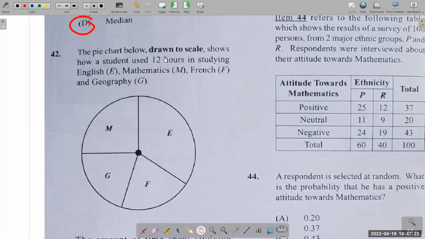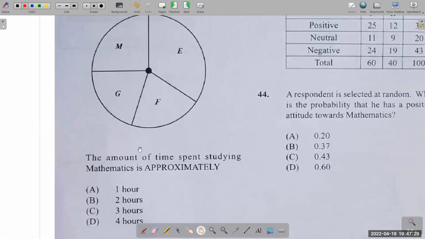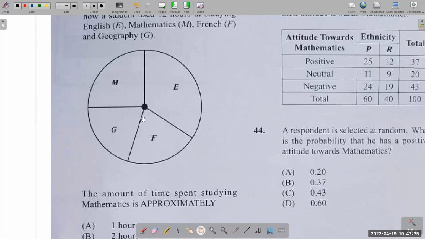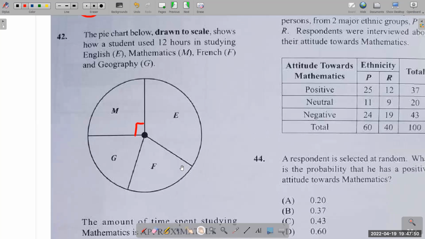The pie chart not drawn to scale shows how students use 12 hours in studying English, math, geography, and French. The amount of time spent studying mathematics is approximately what? What angle does this look like? What angle is maths? Everybody see that? Everybody agree? That doesn't look like 90 for true. Everybody see that?